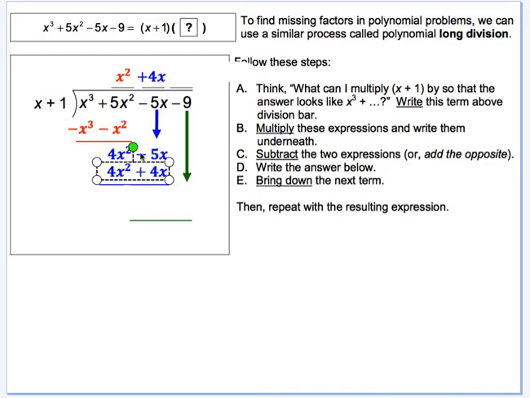And then remember you're subtracting instead of adding. So our signs change, and now we have negative 4x squared and minus 4x. And what happens there?